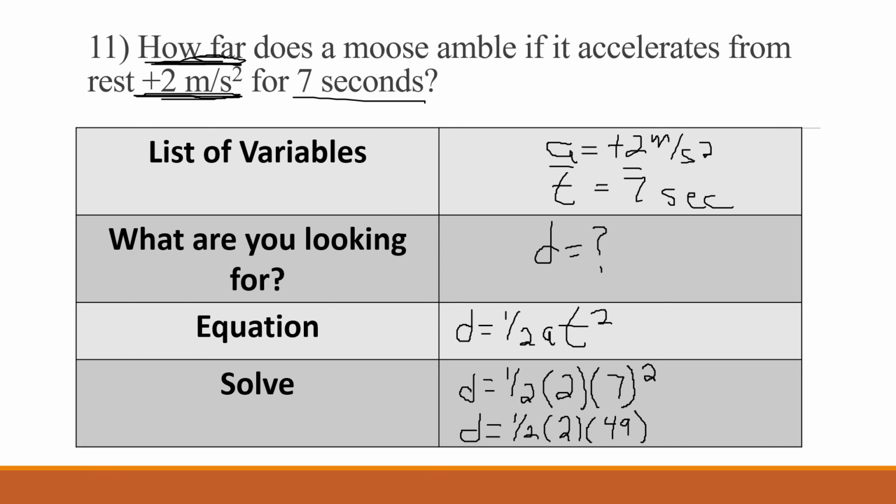So I could type it in any number of ways. I could type 0.5 times 2 times 49. I could do 49 times 2 divided by 2. Either way, you should be getting 49 as your answer.